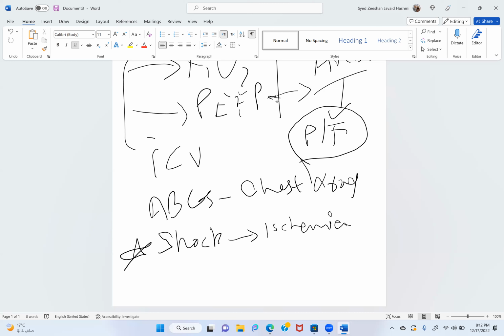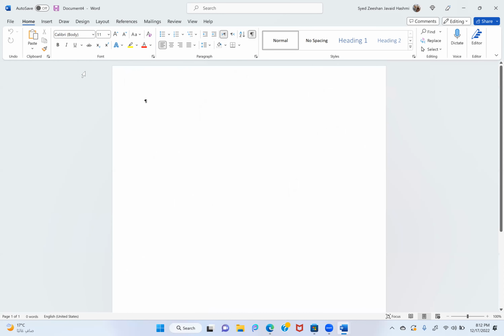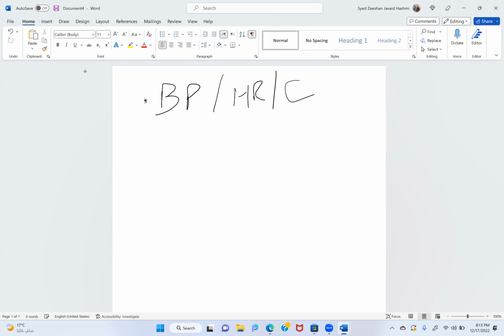With reference to the respiratory system, I think we have covered it. If we missed anything, anyone can add on. Then comes the cardiovascular system. Usually you will be looking at the blood pressure, heart rate, signs of cardiac output, signs of peripheral circulation, and rhythm. Usually these three or four things you will be looking at.